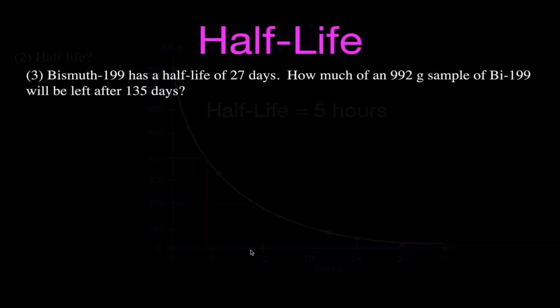Now, for example number 3, we have bismuth 199. Okay, that's the mass number, and it has a half-life of 27 days. And we want to know, if we start out with 992 grams, how much of our sample will be remaining after 135 days. Okay, now we know the half-life is 27 days, and we want to know 135 days.